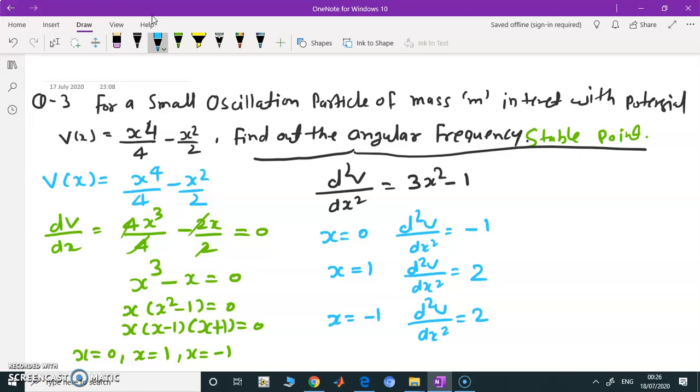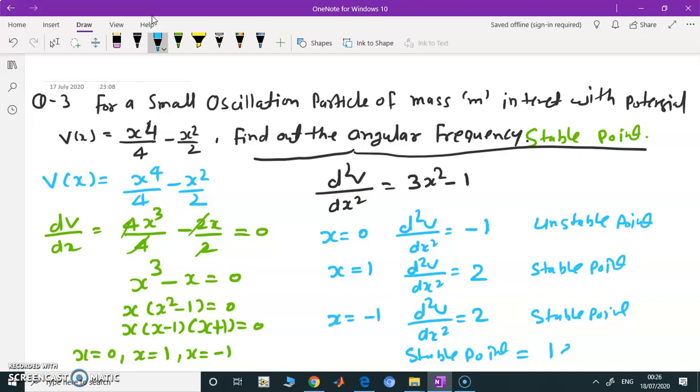Next, we have already discussed in the last question, this is negative, right? So this point will be an unstable point because d square v by dx square is less than 0. Now these two are positive, so these two points are stable points. So our stable points are 1 and minus 1. Okay.